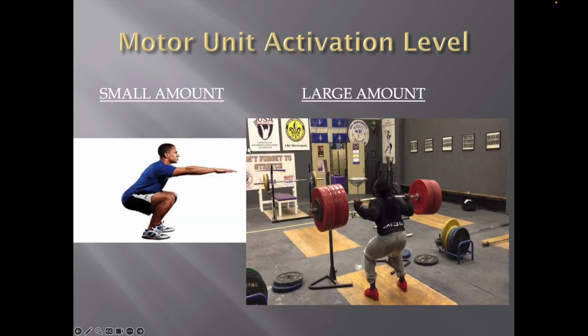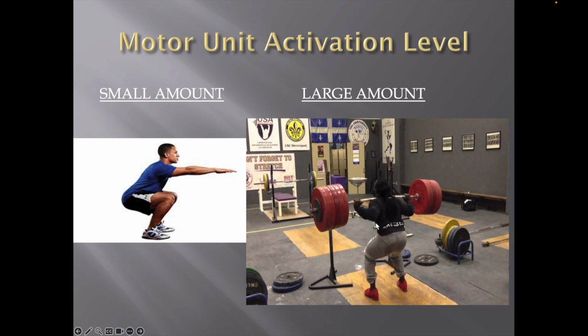Now, depending on the movements, how intense they are will determine the motor unit activation level. Let's take these two examples here. Both of these are squatting movements. On the left side, we've got a person squatting with no weight on his back. On the right side, we've got a person who's squatting with a lot of weight on his back. If I am only lifting my body weight, that only requires a small amount of motor unit activation, meaning only a few motor units are actually being used in order to perform a bodyweight squat.